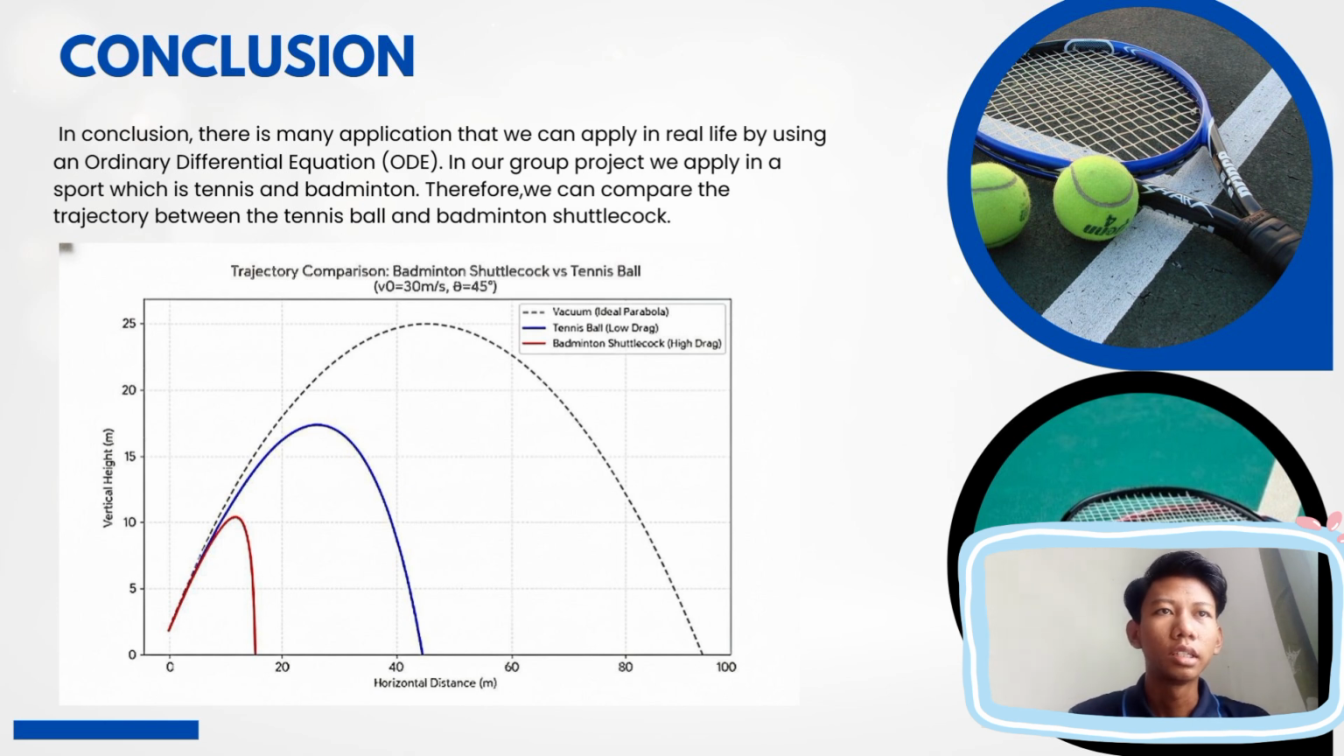In contrast, the badminton shuttlecock experiences very high air resistance, causing it to lose speed rapidly. As a result, it reaches a much lower maximum height and lands at a much shorter horizontal distance. This demonstrates how air resistance significantly affects the motion of light objects with a large surface area, such as a shuttlecock.